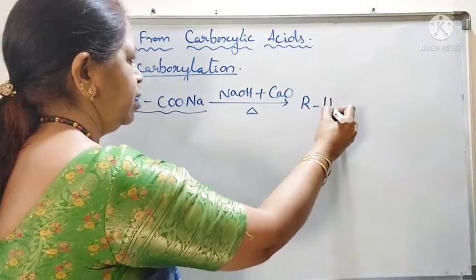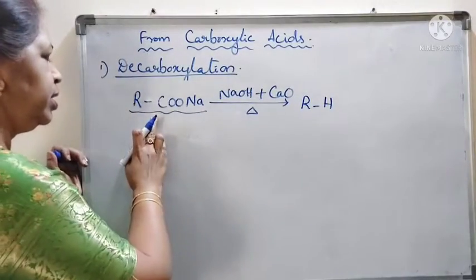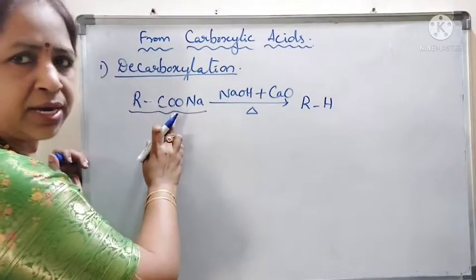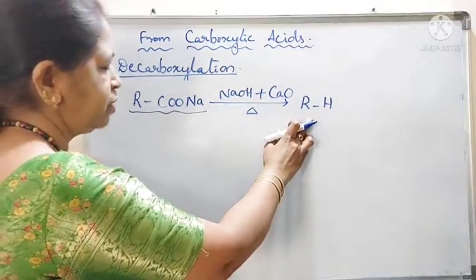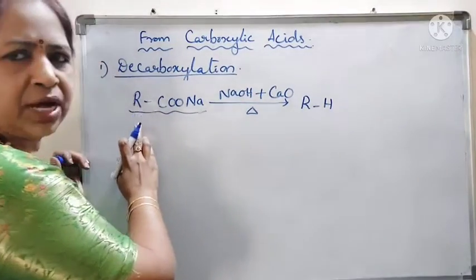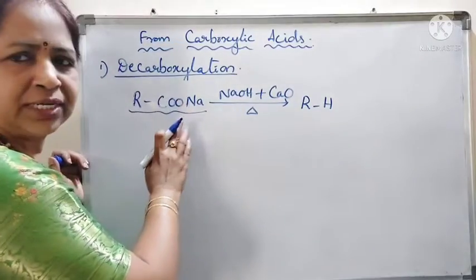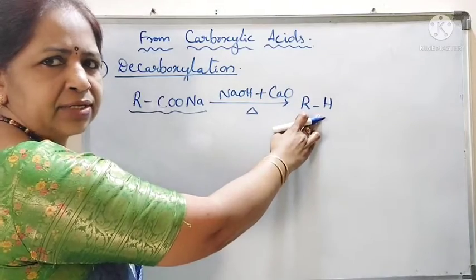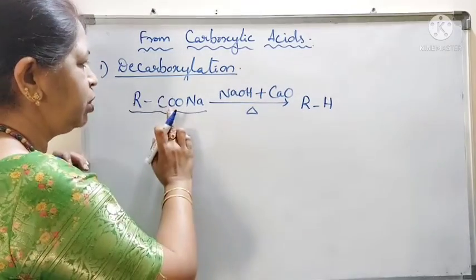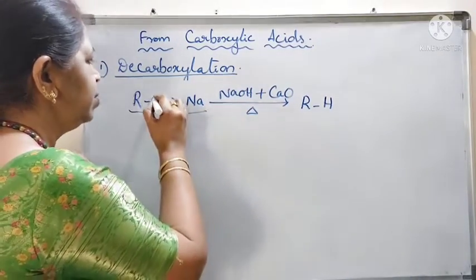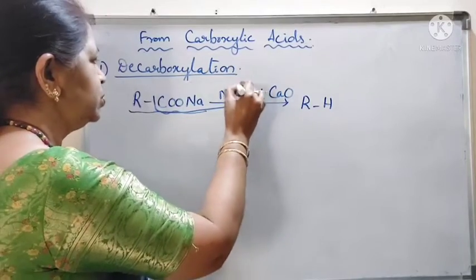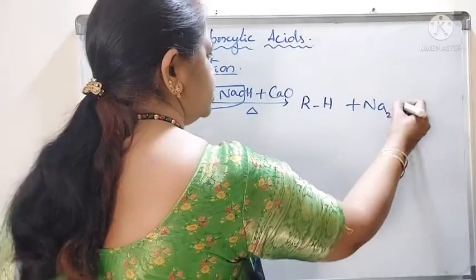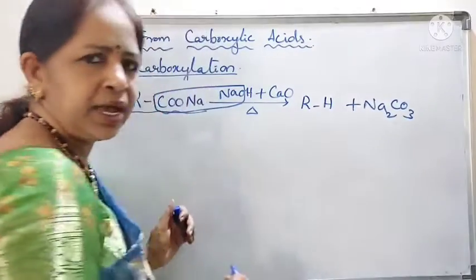Here in the reactant, how many carbon atoms? R plus COO, R plus one carbon atom, and in the product we have only R number of carbon atoms. The number of carbon atoms present in the alkyl group will be obtained as an alkane, and this COO is eliminated as Na2CO3: RH plus Na2CO3. This is a very simple reaction.